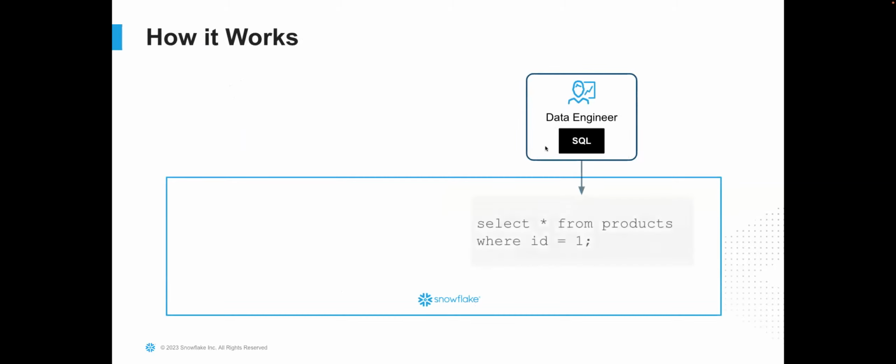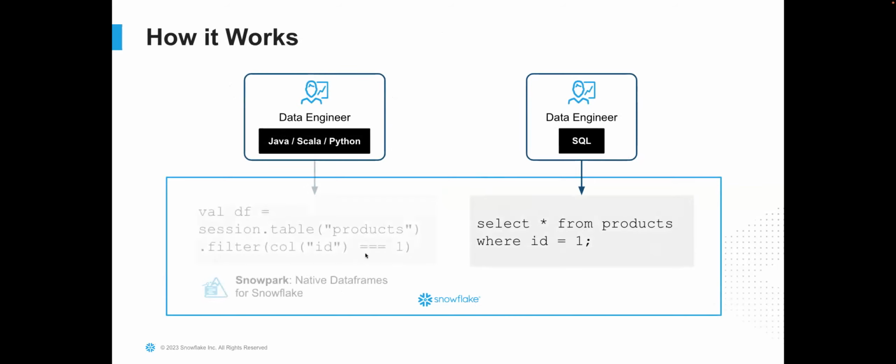Traditionally, if a SQL engineer were to write a very straightforward query like this one, select star from products where ID equals one, and you wanted to work with that in a data frame, you could work with a Scala or a Python or a Java data frame, issuing a command like this. In your data frame session, do a table operation on the table products where the ID column is equal to one.